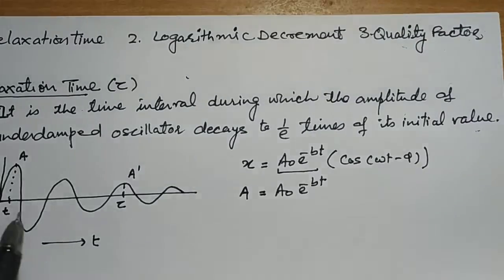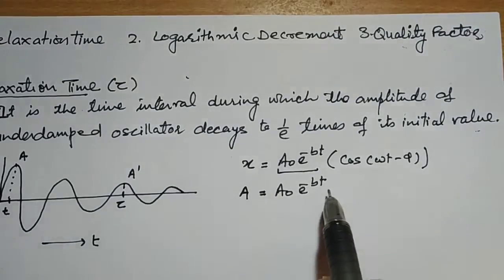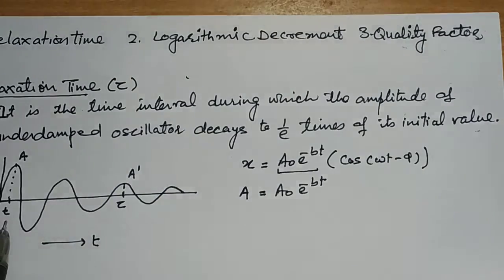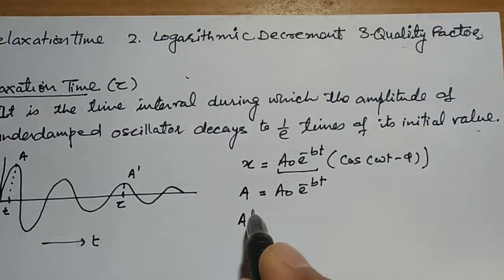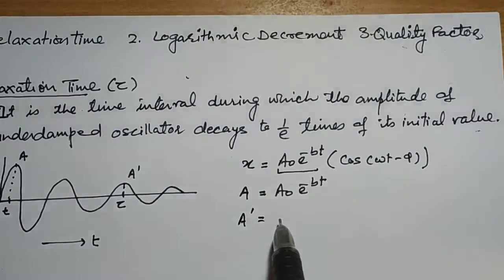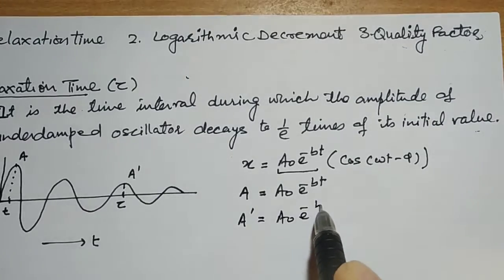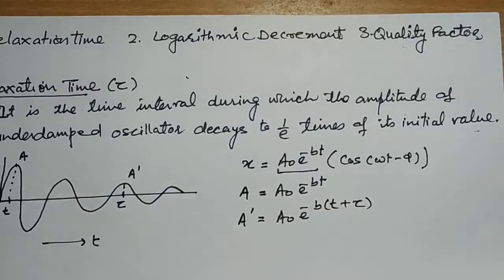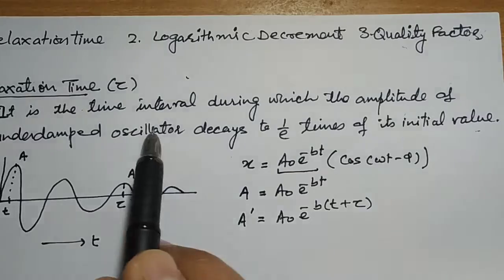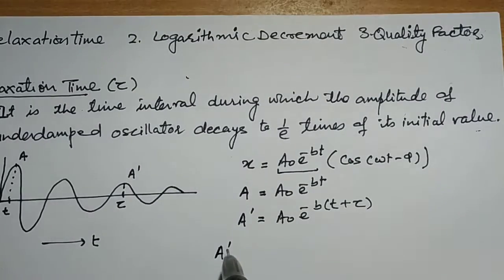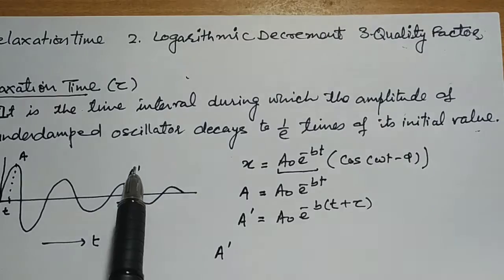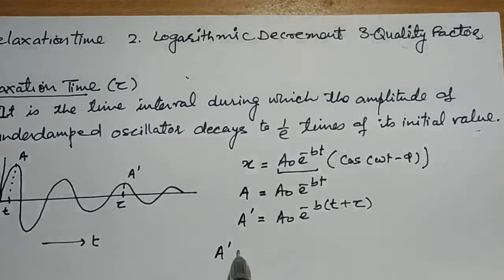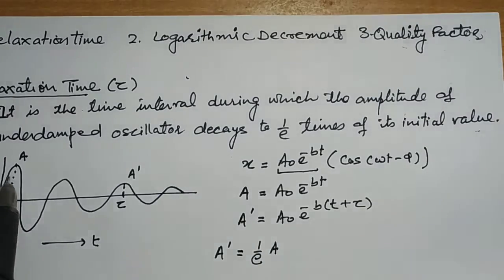And after time t, this is the amplitude at time t, we have substituted time here. And after time t plus this tau, the amplitude will be A prime, which we will show as a naught e to the minus b (t plus tau) here, because time up to here is t plus tau. Now according to definition, this amplitude after certain time tau will be equal to 1 over e times of its original value. This is the original value at time t.